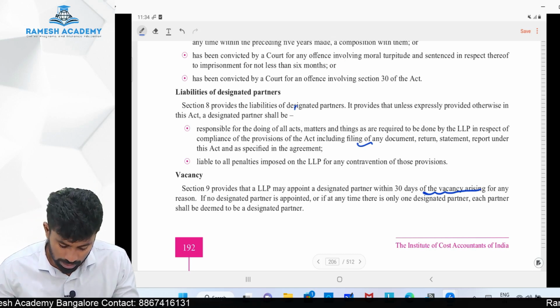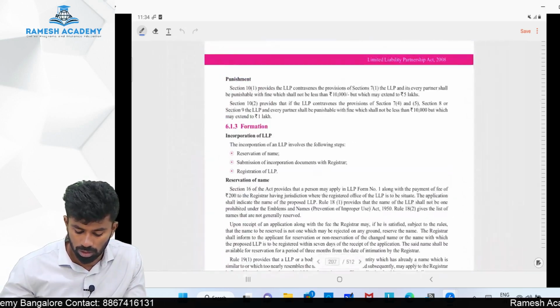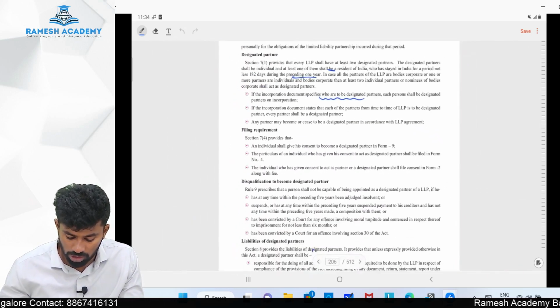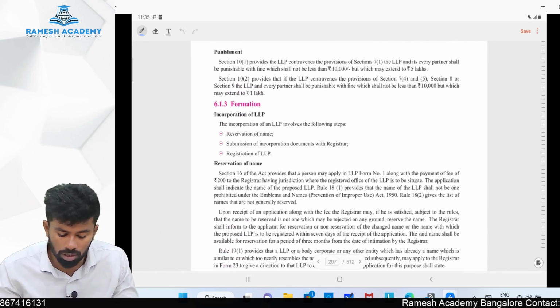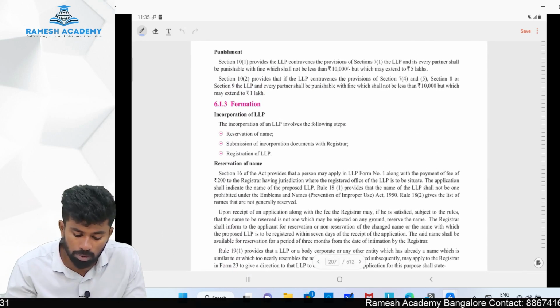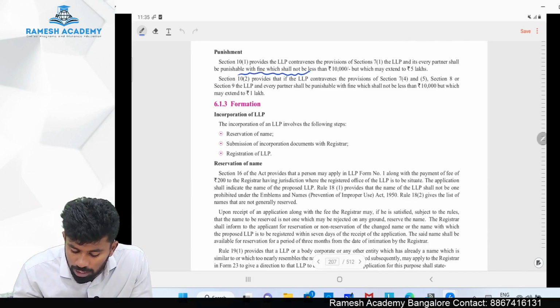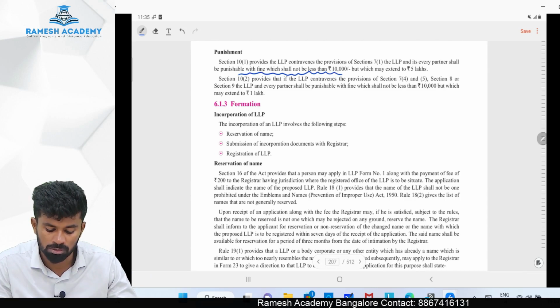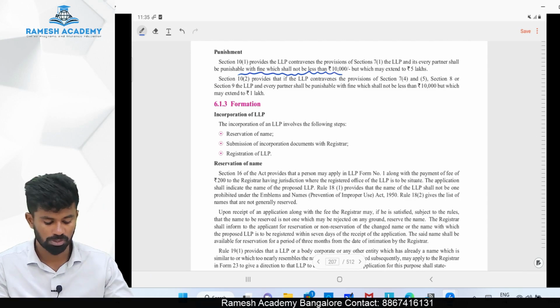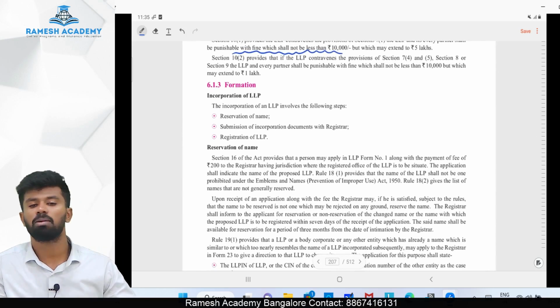Okay, next, punishment for contravention. If any of the provisions are contravened, then every partner shall be liable with a fine which shall not be less than 10,000 rupees, but which may extend up to how much? 5 lakh rupees. Okay.